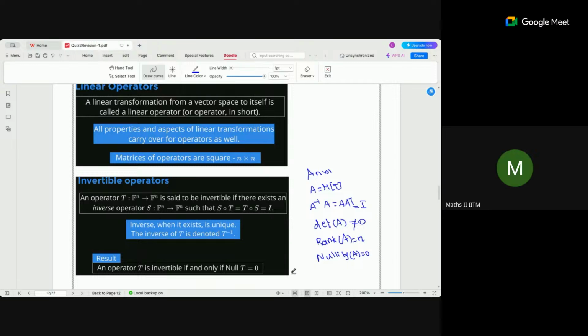Or let us say, how many linearly independent rows or columns are there for A? That also should be n. So these are some equivalent conditions for the existence of the inverse.